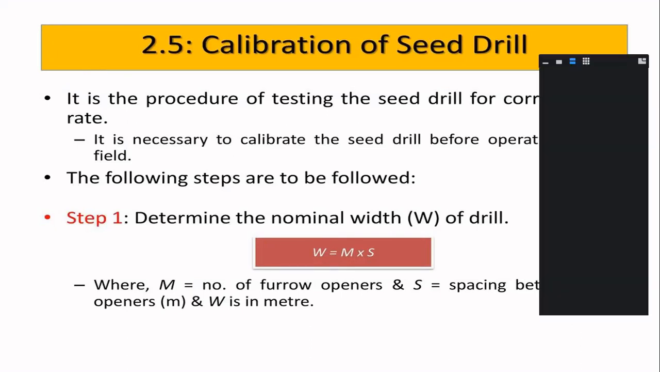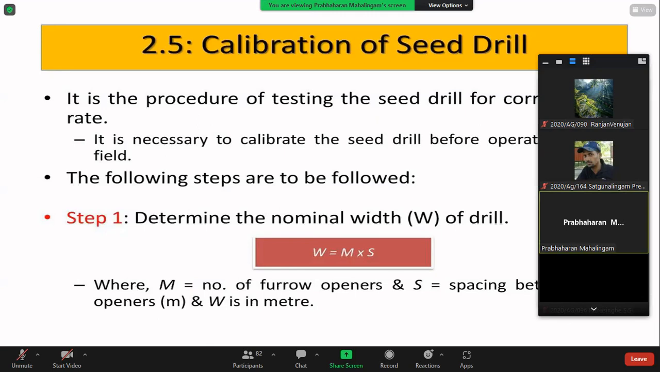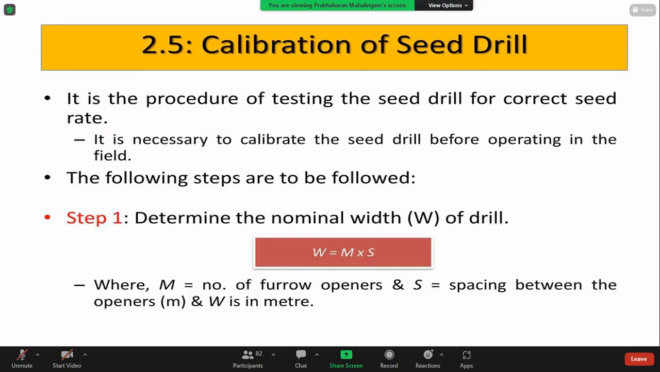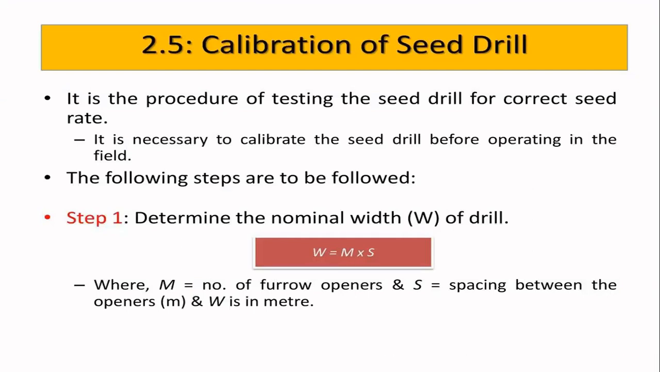Sometimes 3 seeds will fall down. So you want to know the spacing between the furrow openers, because seed will fall down through each furrow opener. So there is spacing between them also. That is why the number of furrow openers is multiplied by the spacing between the furrows. Otherwise, sometimes we call it the number of seed tubes. That's also the same. What is the distance between seed tubes? It is called the width of the drill. This is step 1.